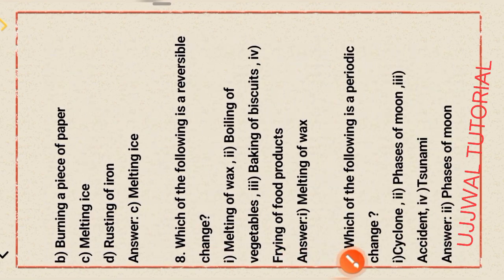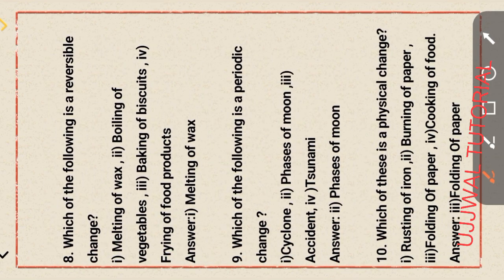Next question, question number 8. Which of the following is a reversible change? Melting of wax. It is a reversible change, and also a physical change. Next question. Which of the following is a periodic change? That is, phase of moon. It is a periodic change. But cyclone, accident, tsunami are non-periodic changes.